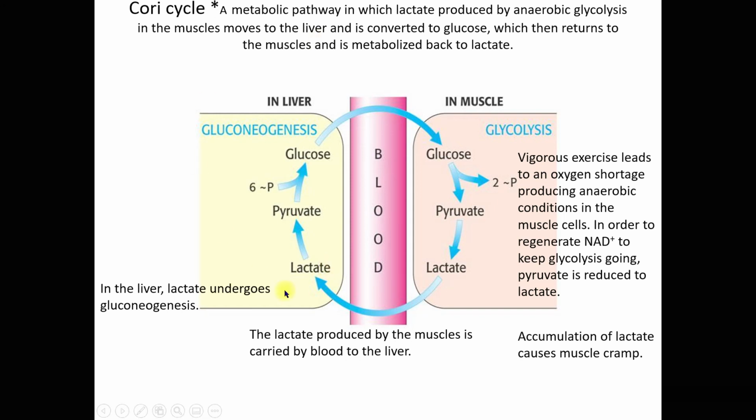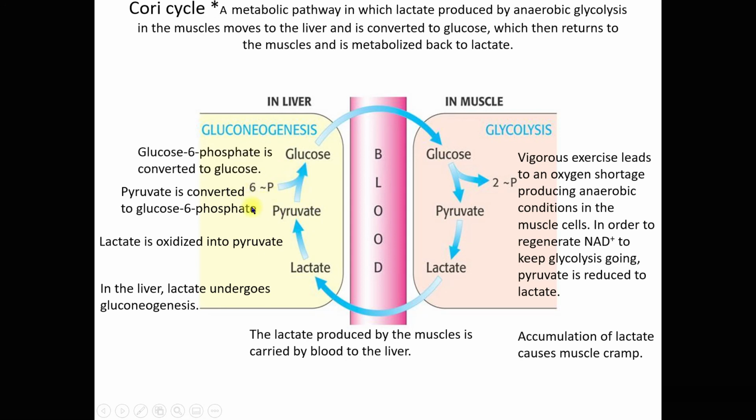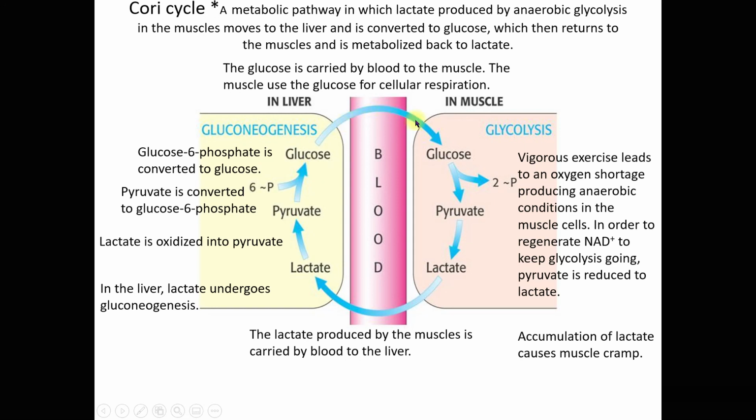Next, in the liver, what happens? This lactate undergoes gluconeogenesis. First the lactate will be oxidized into pyruvate. Lactate to pyruvate is oxidation; pyruvate to lactate is reduction. Then this pyruvate will be converted into glucose 6-phosphate, and then the glucose 6-phosphate will be converted into glucose. So the glucose is again carried by blood to the muscle.